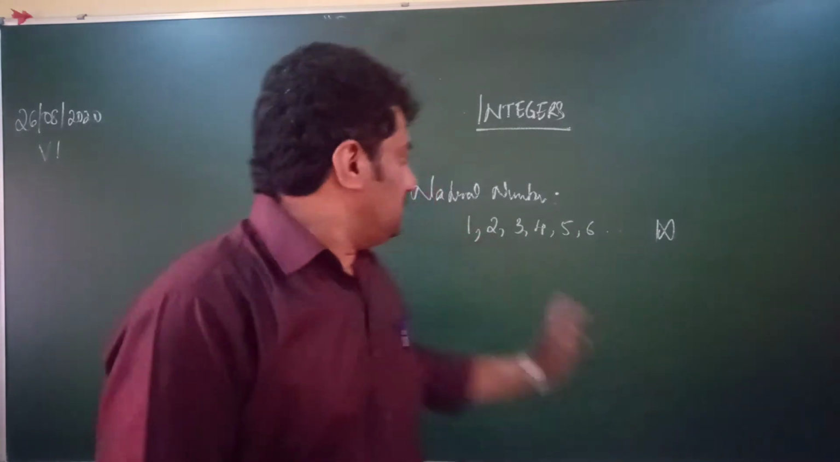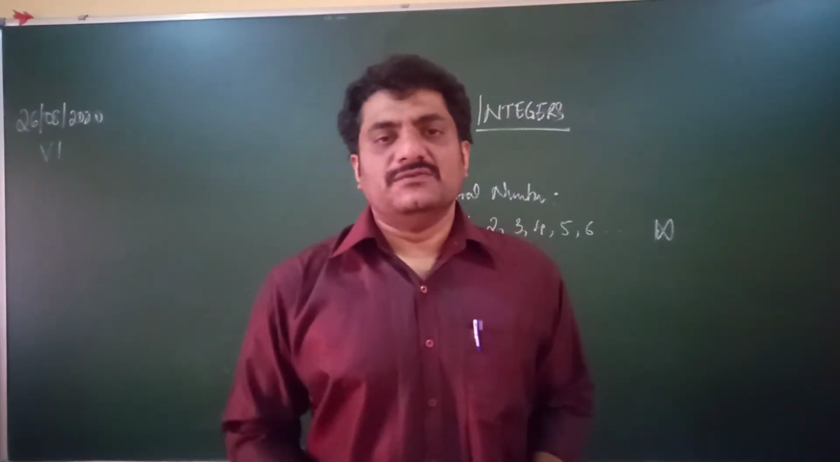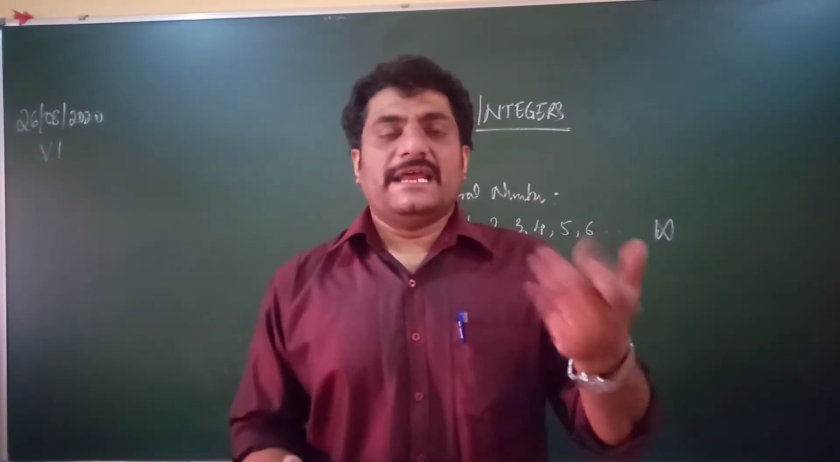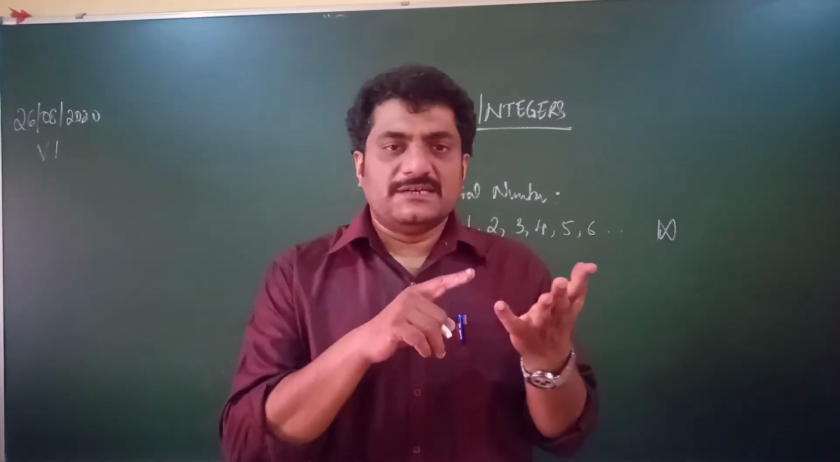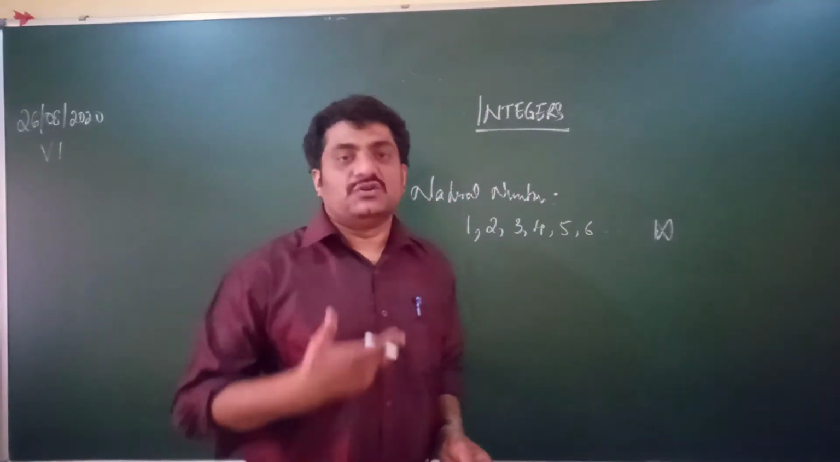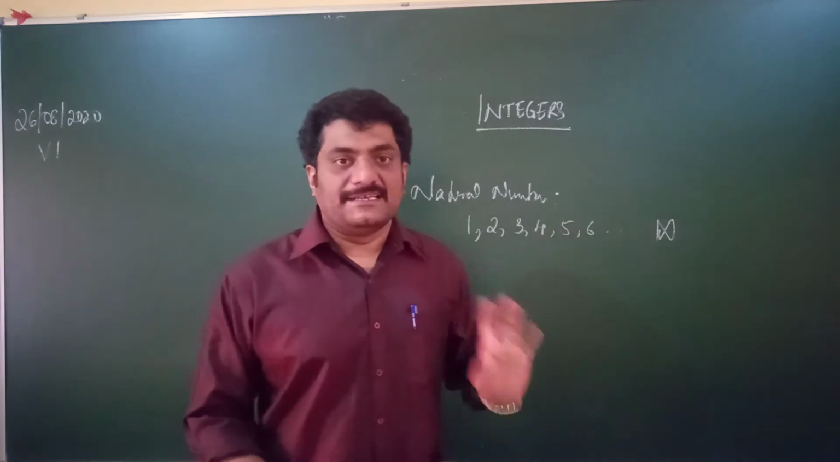For example, when I ask you to start counting, we always start with 1, 2, 3. When I tell you to count using your fingers, you will start with 1, 2, 3, 4, 5. So that is the reason naturally the numbers always begin from 1, 2, 3. But it is not like that.